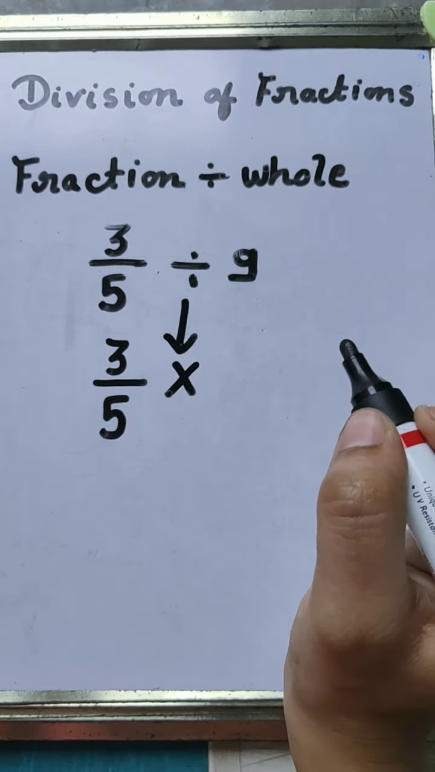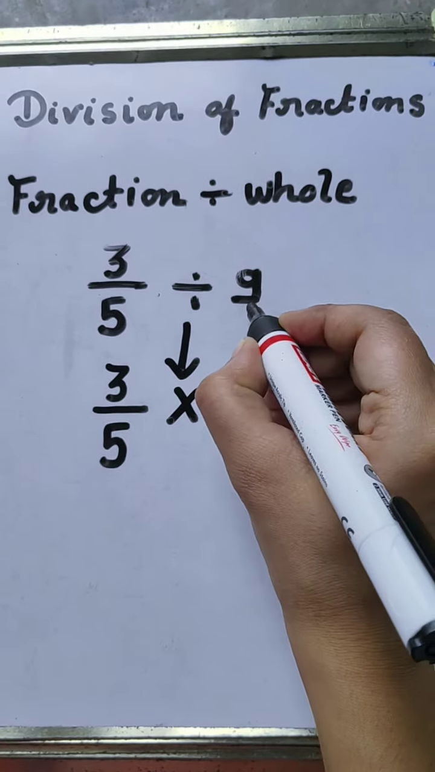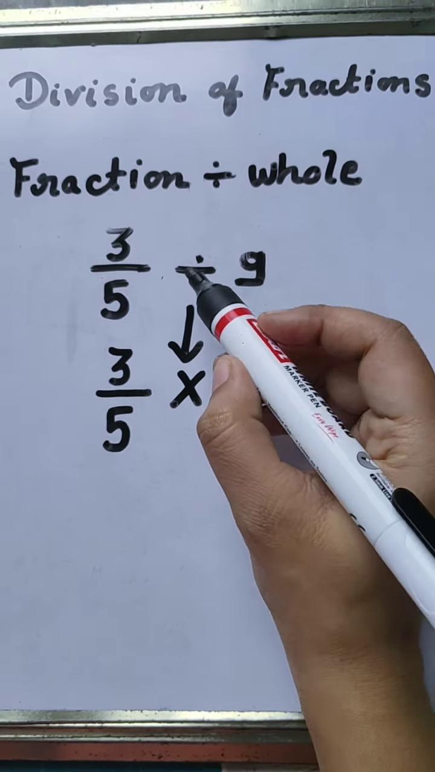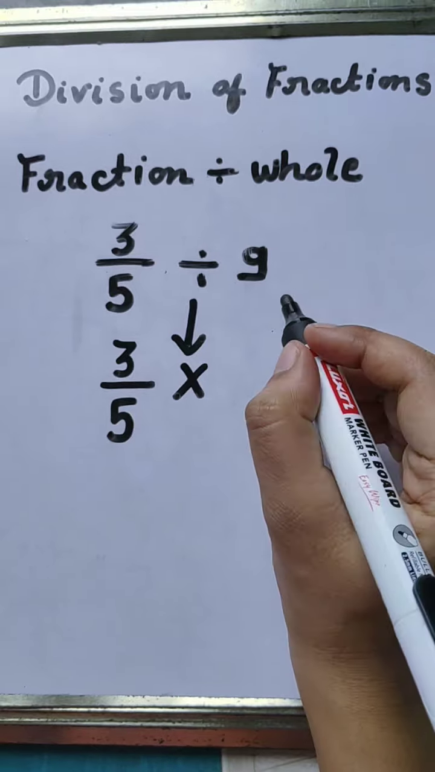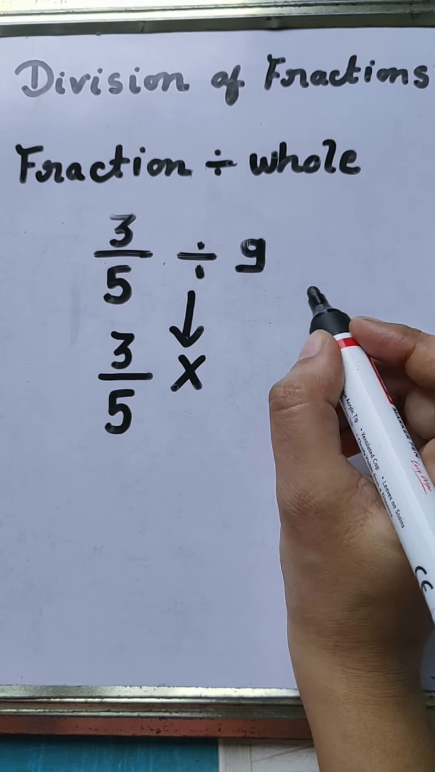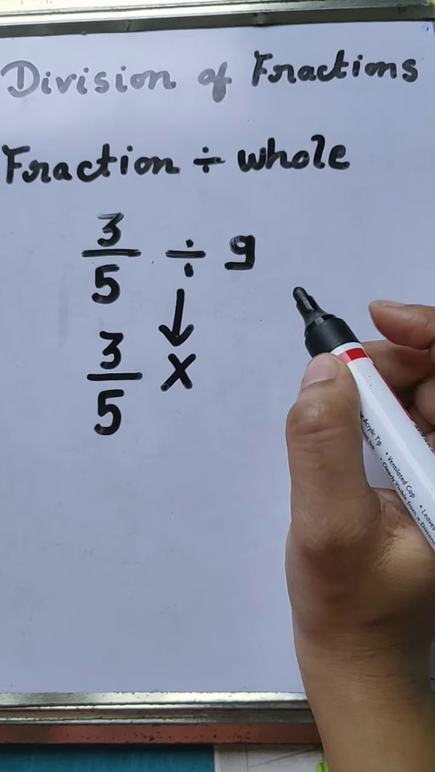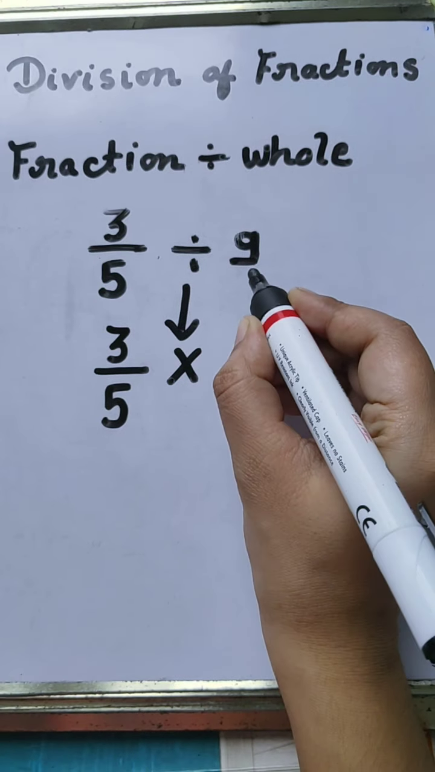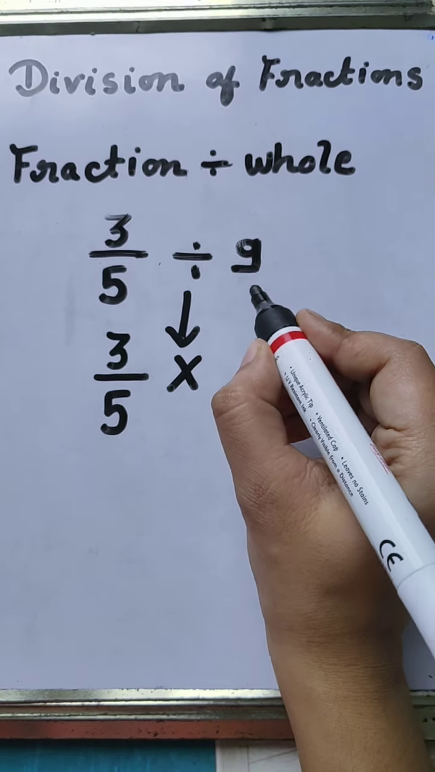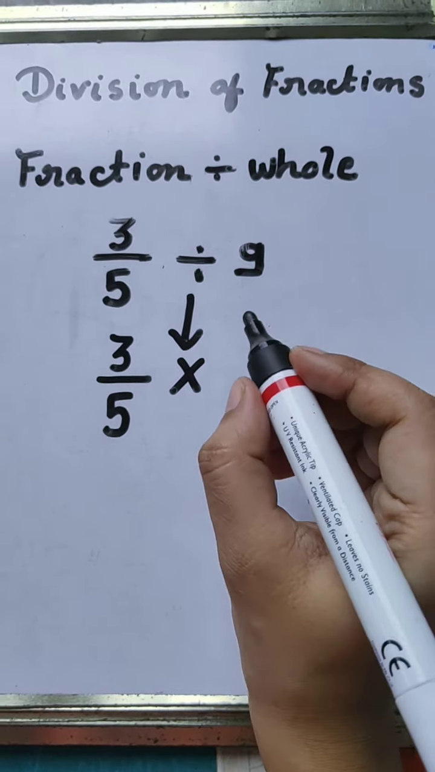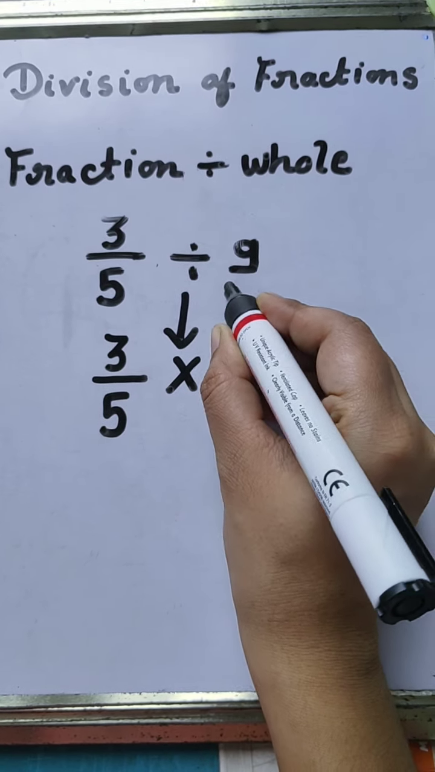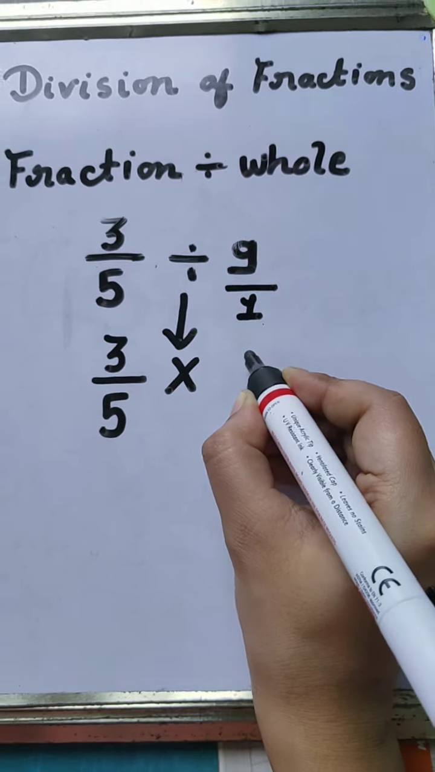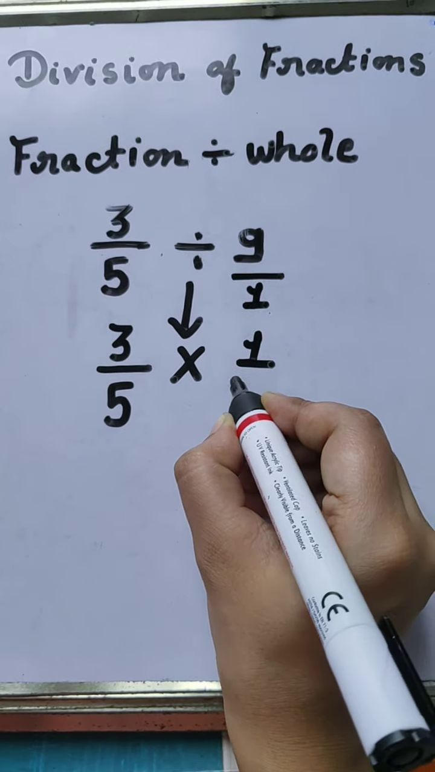Okay? Now, focus here, this is 9, but we have converted this division into multiplication, so we will write the reciprocal of 9. Reciprocal means multiplicative inverse. What will be the multiplicative inverse of 9? It is 9 upon 1, so we can write it as 1 upon 9.